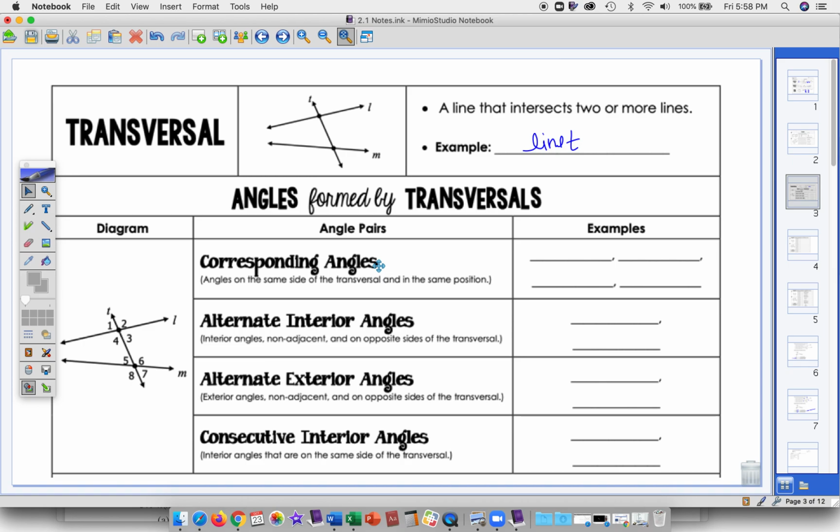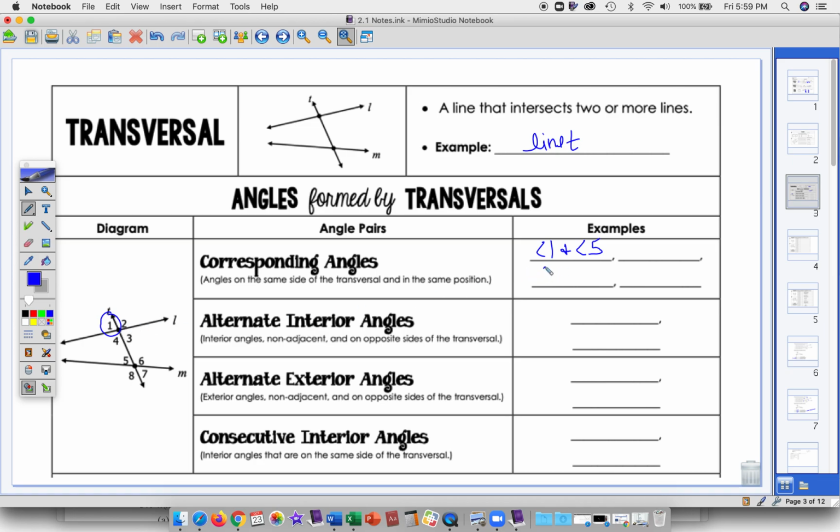So in this section, we're going to talk about some famous angle pairs. The first pair is called corresponding angles. They're angles that are on the same side of a transversal and in the same position. So if I start with angle 1, it corresponds with angle 5. Do you see how they're both on this side of the transversal and they're in the same position, meaning that angle 1, if I think of it as being above line L, angle 5 is above line M.